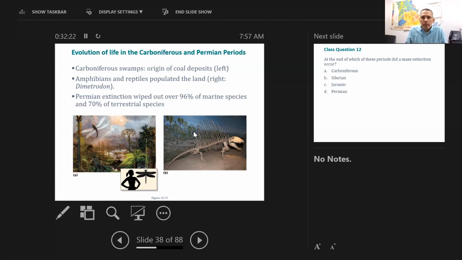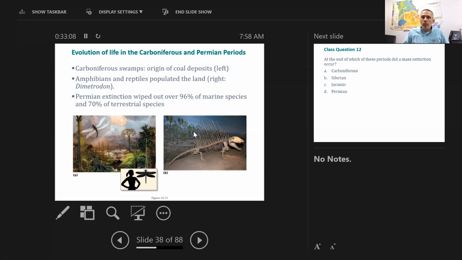Now, everything was going along quite nicely, but as it turns out, we had a large extinction event. Now, this is well before the dinosaurs even were a thought. All of a sudden, we started looking at the geologic record and we see virtually nothing. 96% of marine organisms died, and 70% of terrestrial species are no longer found. Sometimes this time is referred to as the Great Dying.